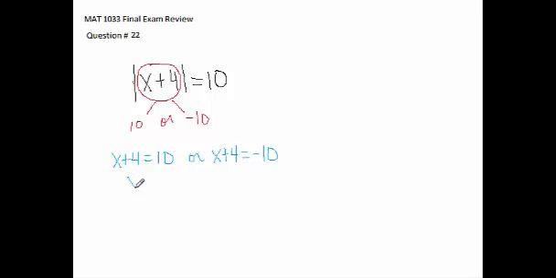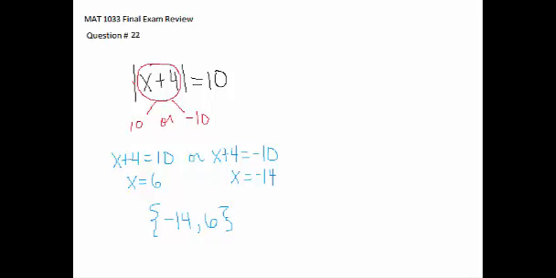So if we could find what value of x would make this either 10 or negative 10, then when we take the absolute value, we would end up with 10. So we are going to have the two possible equations, x plus 4 equals 10, or x plus 4 equals negative 10. And then we solve these two linear equations, x equals 6, x equals negative 14, and that should give us the two solutions for the original equation, negative 14, 6.